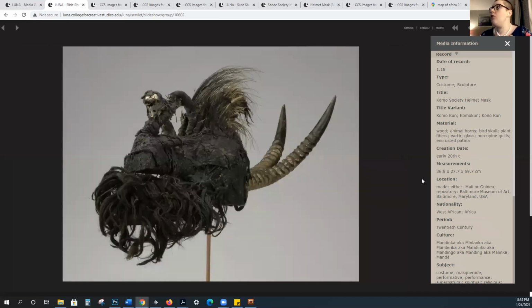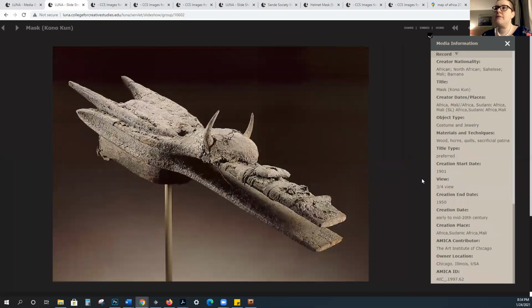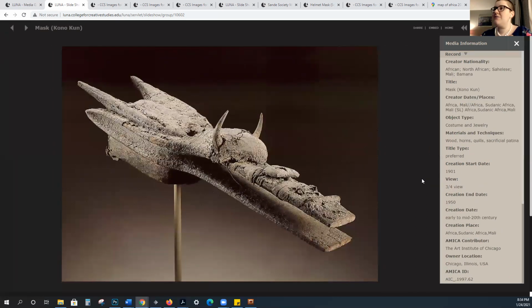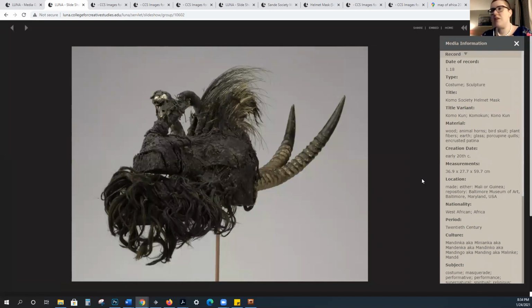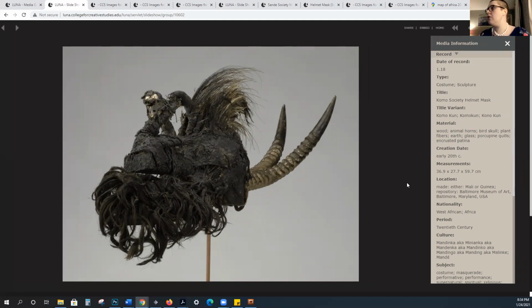Okay, so another Komo society mask, you can see that they're very different. They're usually roughly zoomorphic, so having a somewhat animal shape. Here you can see that this has, listed on the right-hand side, porcupine quills, earth, glass, plant fibers, bird skull, animal horns, wood, and this patina. So again, we don't know exactly what's in it, but there is a lot that is here.